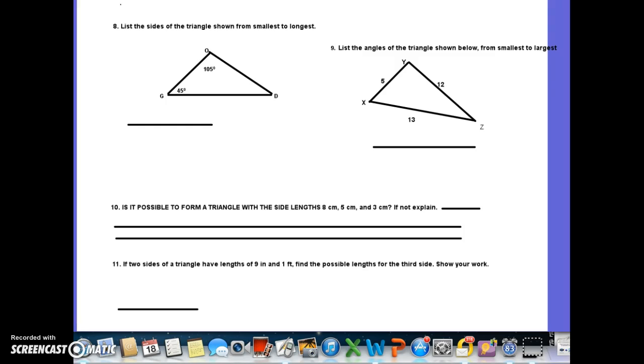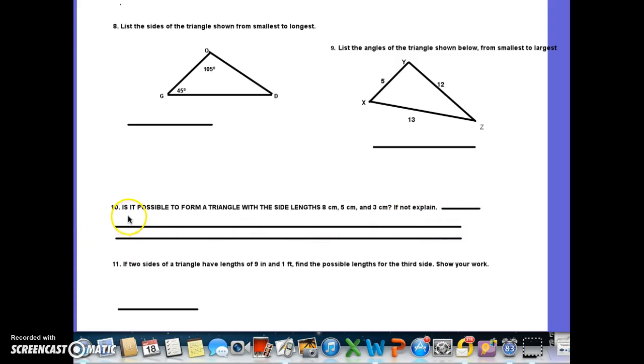I'm going to just go over numbers 10 and 11. In number 10 here it says, is it possible to form a triangle with the side lengths 8 centimeters, 5 centimeters, 3 centimeters? If not, explain. This one is fairly simple.